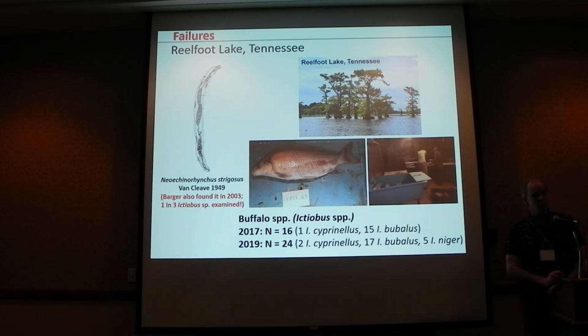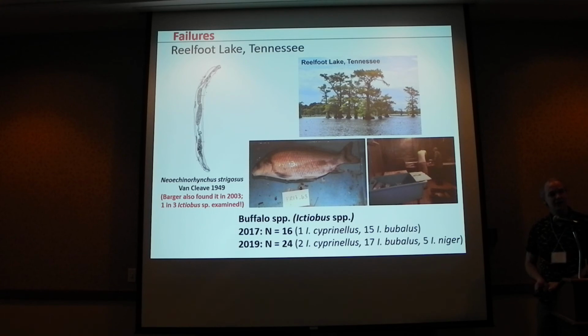Okay, so the question is why? Is it really not there? I'm going to argue that it's not there. And it's, of course, harder to prove the absence of something than the presence of something. But given the numbers of fish we've looked at, given the known prevalence of other Neochinorhynchus, we would have expected to find it if it's there. Okay?